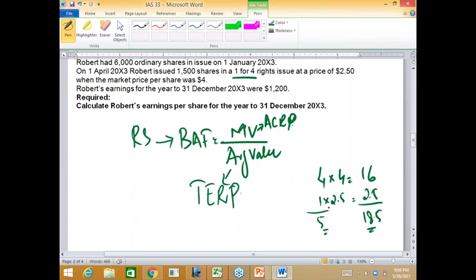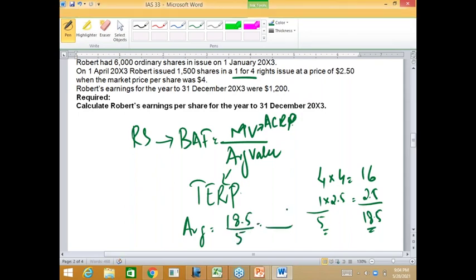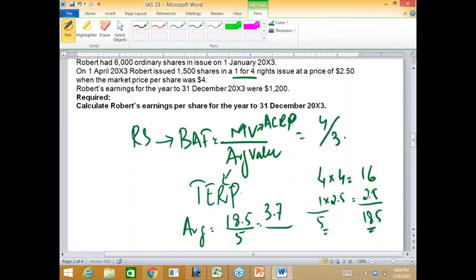So when we calculate the average value, which is called the theoretical ex-rights price, which will be 18.5 divided by 5. So it is the average per share value. So the average per share value is 3.7. So the bonus adjustment factor will be 4 divided by 3.7.